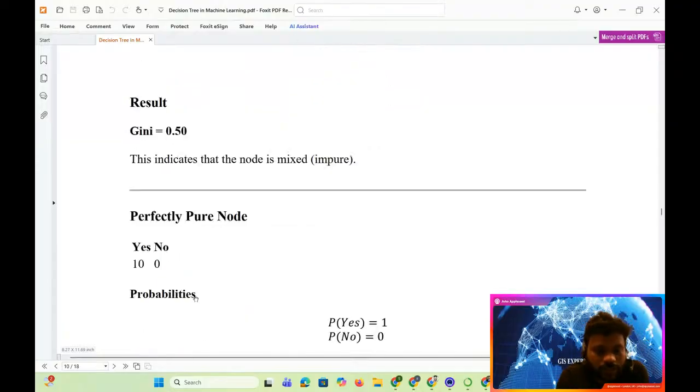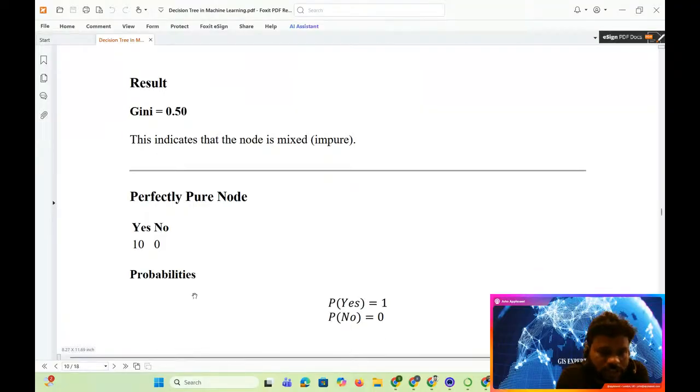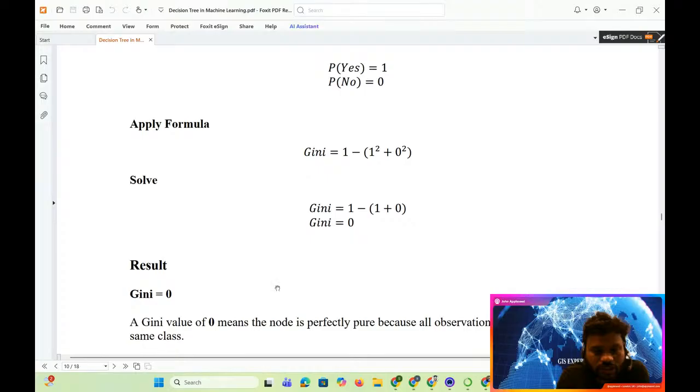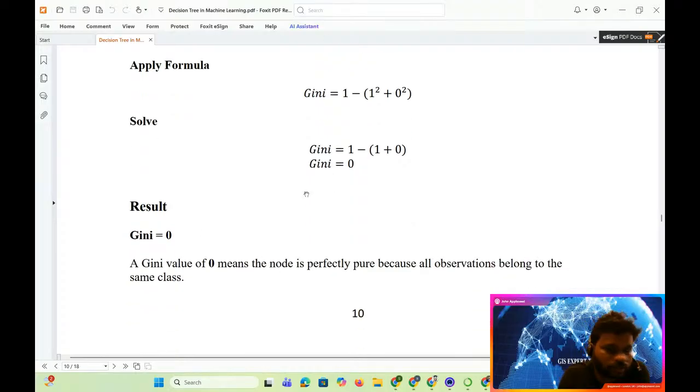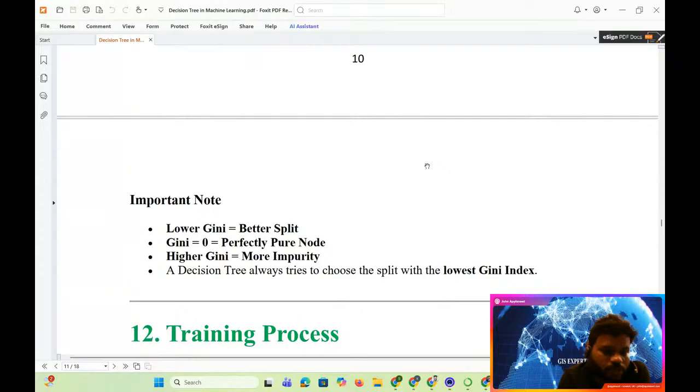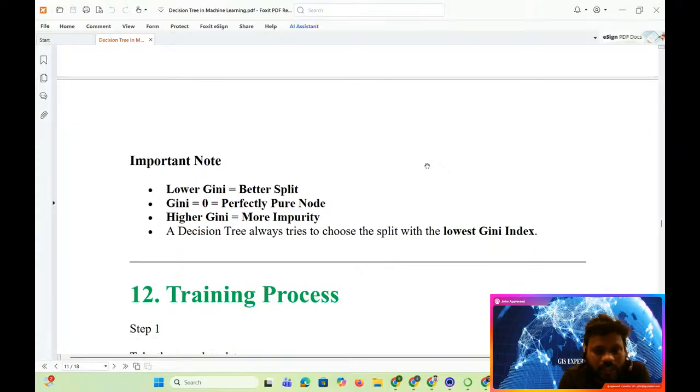Now a perfectly pure node: yes is 10 and no is 0, and the probabilities are 1 and 0. So Gini is 0. A Gini value of 0 means the node is perfectly pure because all observations belong to the same class. Important note: the lower the Gini, the better the split. Gini 0 means a perfectly pure node, and higher Gini means more impurity. A decision tree always tries to choose the split with the lowest Gini index.